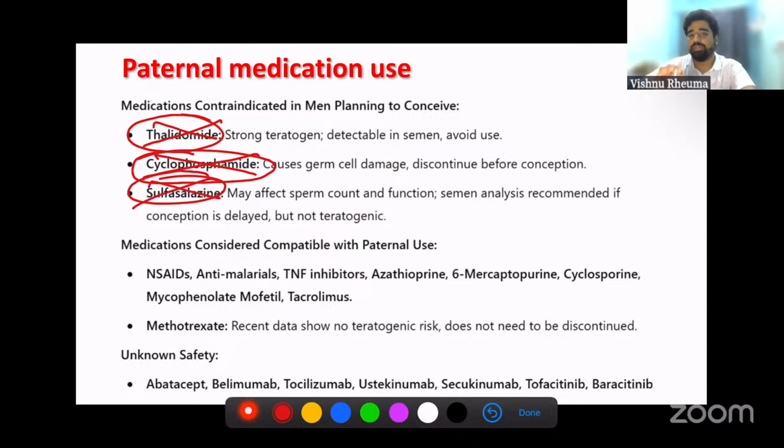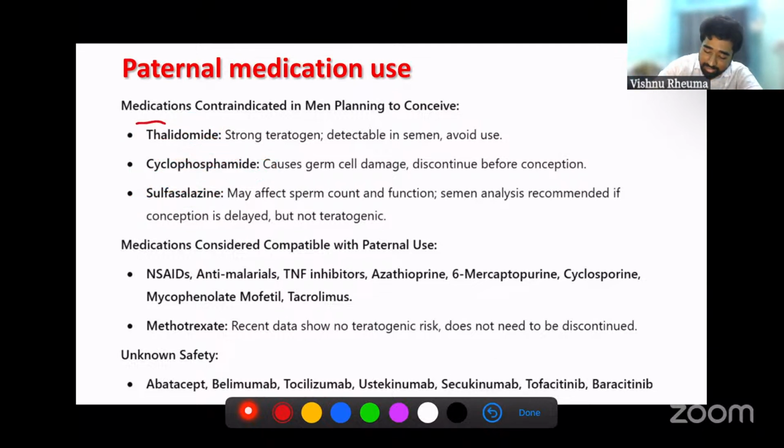Sulfasalazine causes reversible oligospermia. You should avoid it at least a few months before conceiving. It's not teratogenic, but it basically causes oligospermia. So thalidomide, cyclophosphamide, sulfasalazine: if you see these drugs on the prescription of a young male, then you should advise him that if he is conceiving, these medications should be changed.